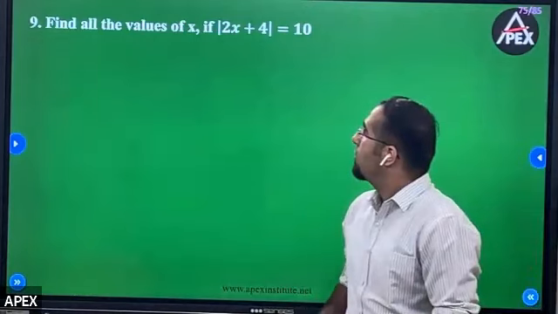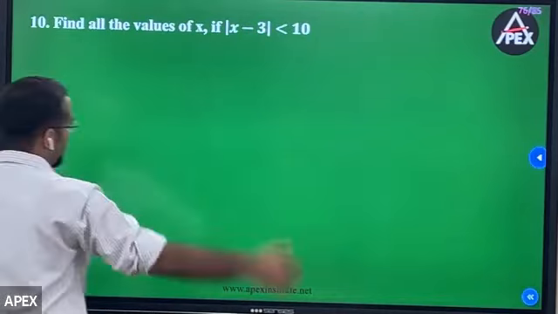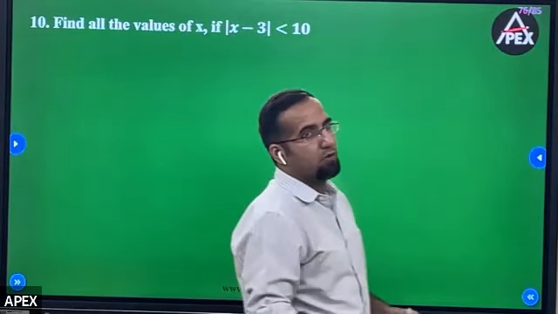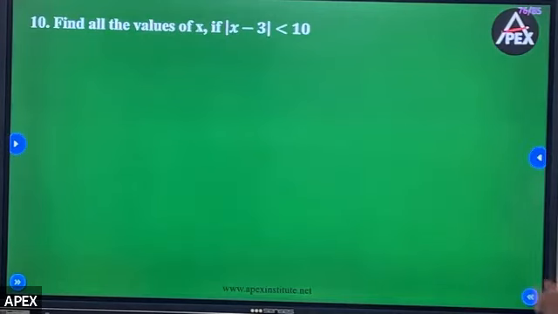Same question. Okay. Inequality based. First, solve it as the equation. Okay. And then pull in the inequality.